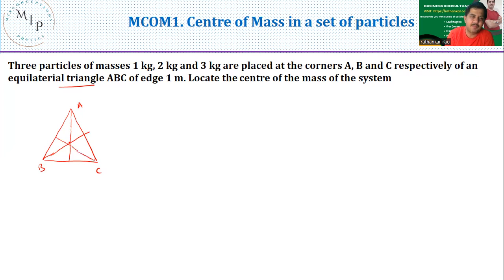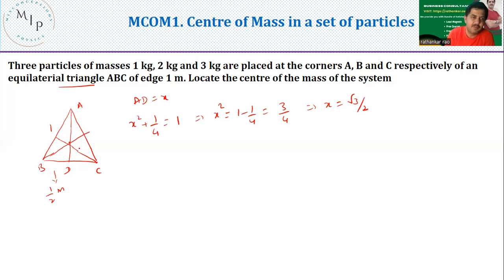Now let us see, from the student's perspective, what answer they would have got. The edge is 1 meter, this is 1 meter, this is 1 meter. Let this point be D, so this is half meter, half meter. Let AD be x. Then x square plus 1 by 4 is equal to 1. This implies x square is equal to 1 minus 1 by 4, which is 3 by 4, so x is root 3 by 2.